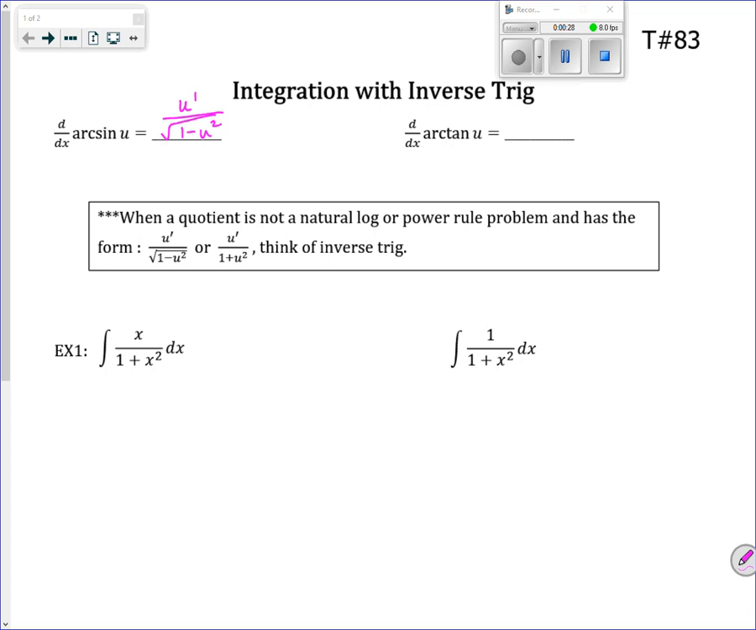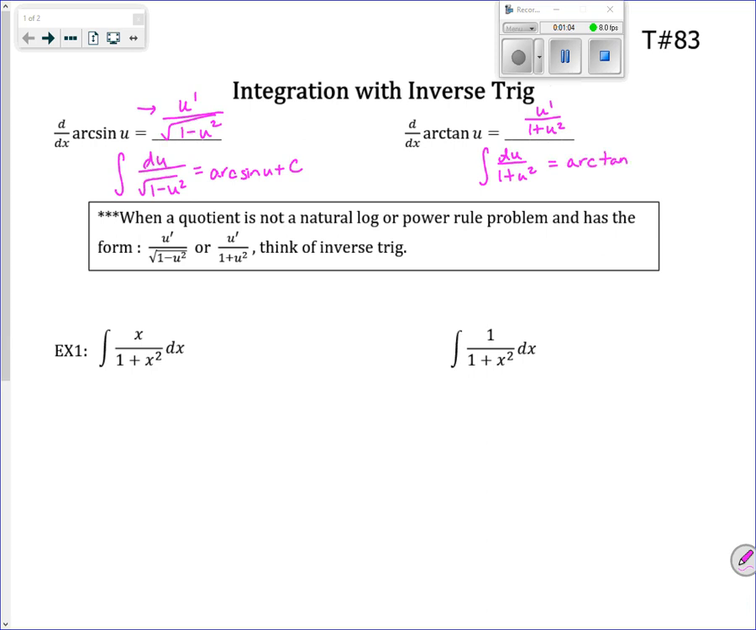That means if I integrate this, remembering that u prime is like du, if I have du over the square root of 1 minus u squared, I should get arc sine of u plus c. And remember that arc tangent was u prime over 1 plus u squared. So in the same way, if I integrate this, I should get this.